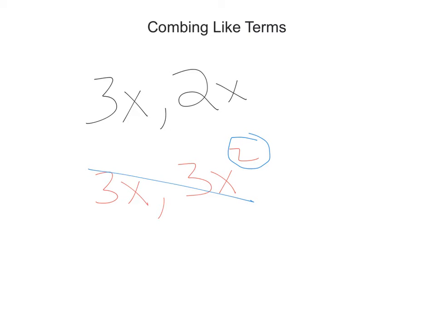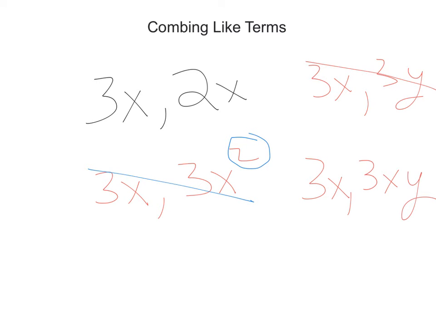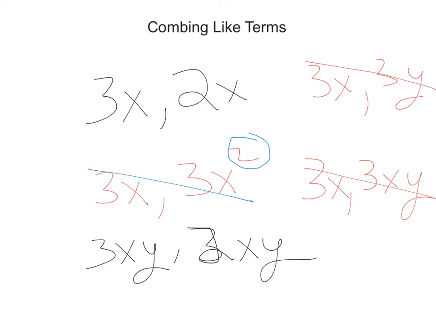Similarly, 3x is not like with 3y. 3x is not like with 3xy. Even though they both share an x, because 3xy also has the y, they are not like either. So it has to have only the exact same variable or variables, and they have to be to the same power. With that in mind, 3xy would be like with 2xy. Notice that they have the exact same variables to the exact same powers.